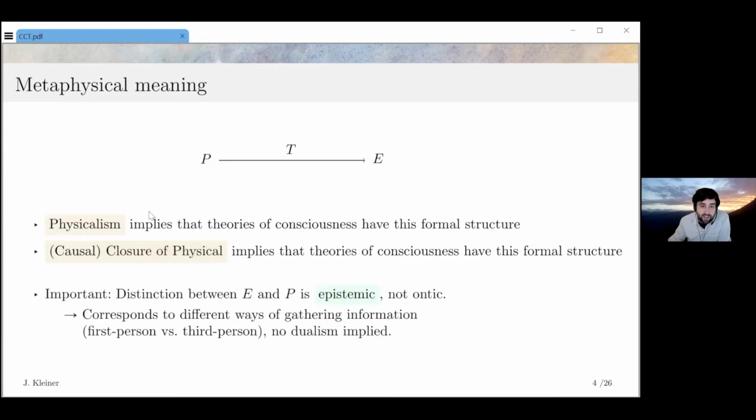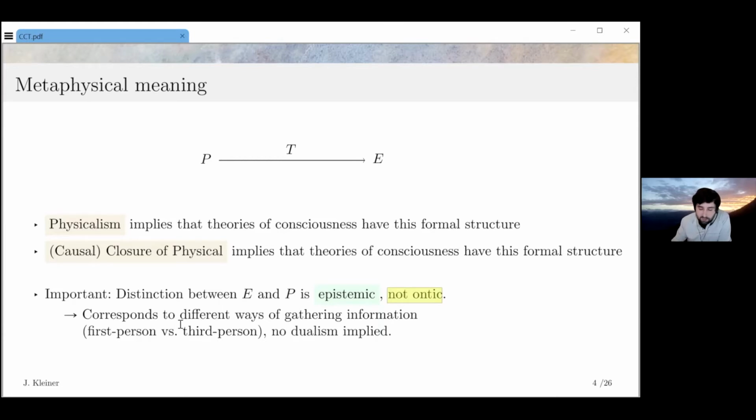Okay, and I just want to emphasize one thing which is really important, otherwise there's a chance of misinterpretation in the whole talk. And that is that this distinction between states of consciousness and physical states is epistemic. So it concerns ways of knowing or ways of gathering information. It is not something metaphysical itself. So what do I mean by that? Well, basically what I mean is just this.